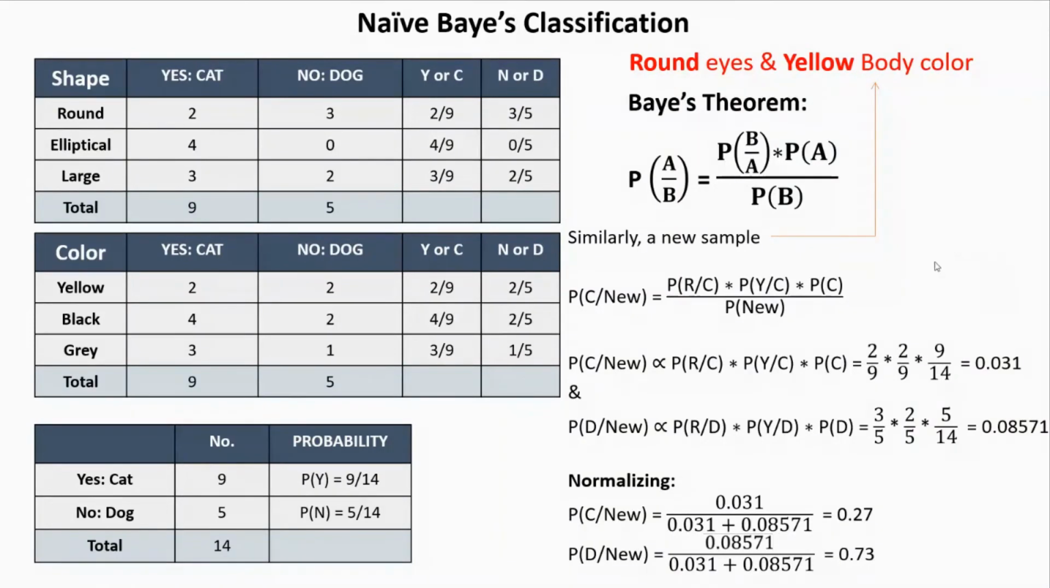Now, from these figures itself, what do you think is the estimation? Cat? It's a dog. It's a dog, right? 0.03 and 0.08, if you compare, then this is higher. So if this is the combination of attributes that is given, then there is a high probability that it may be a dog.